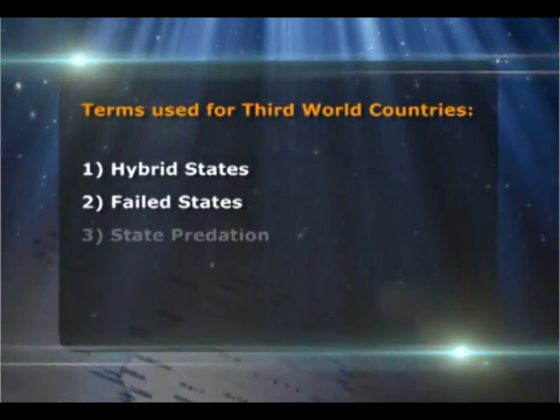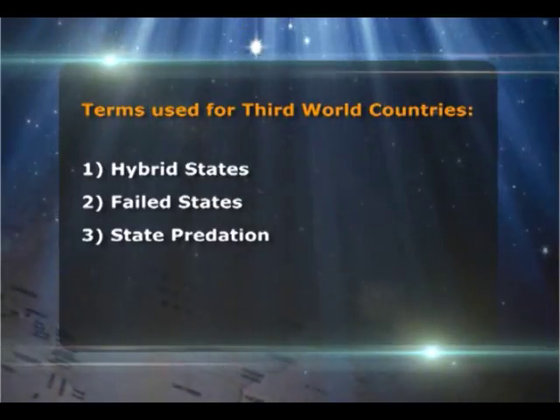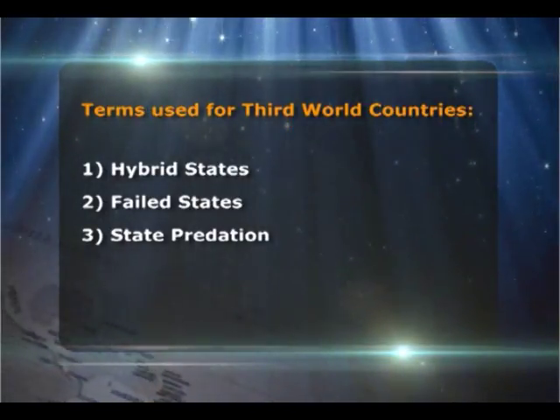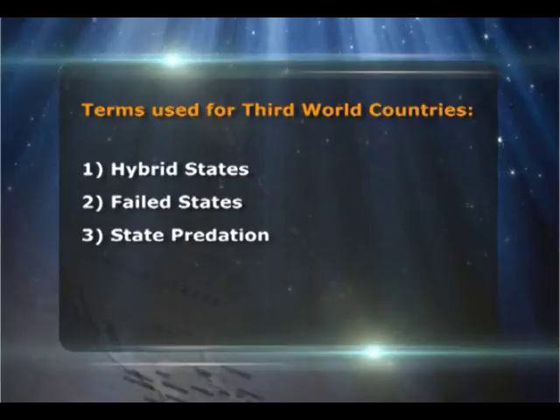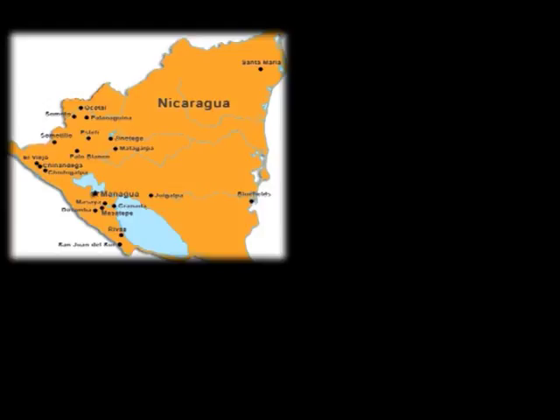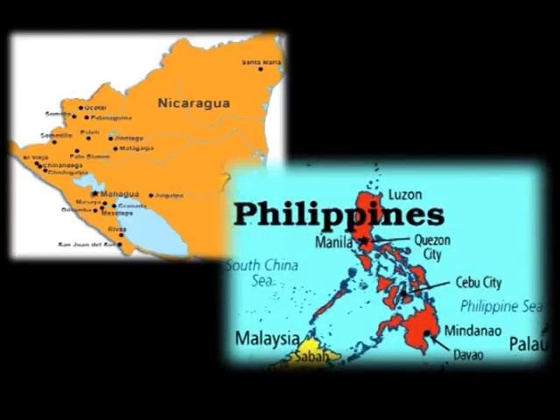Another phenomenon is state predation, wherein a more superior, more developed country is constantly preying upon or eating away at the resources of an inferior country. That has also led to the failing of particular states in the third world, like Nicaragua, like Philippines, etc.